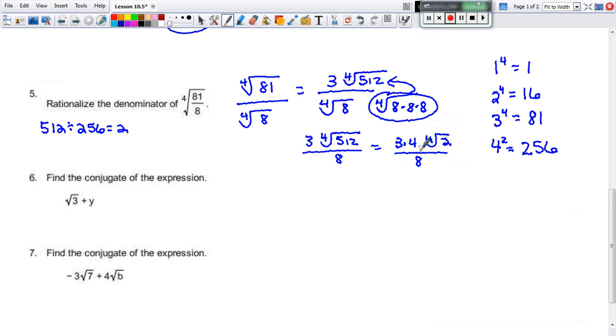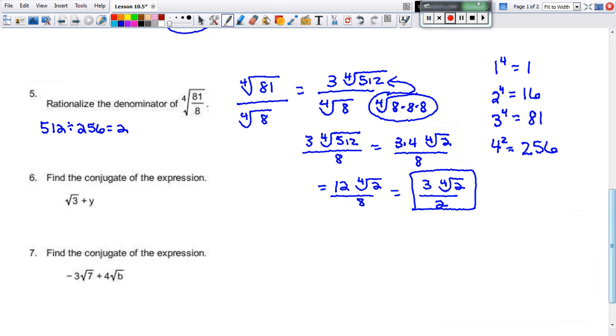Okay, so 3 times 4 is 12, times the fourth root of 2 over 8. But 12 over 8, remember, once you get that radical simplified, you leave it alone. But 12 over 8, you can divide those by 4. So 12 divided by 4 is 3, and 8 divided by 4 is 2. So this is the final simplified answer.